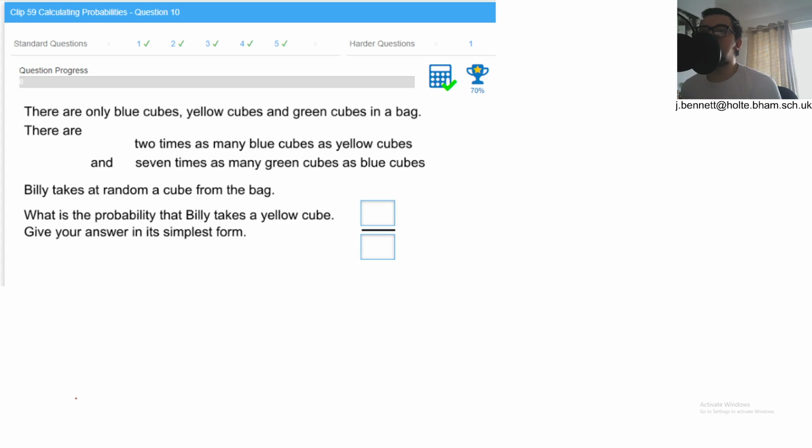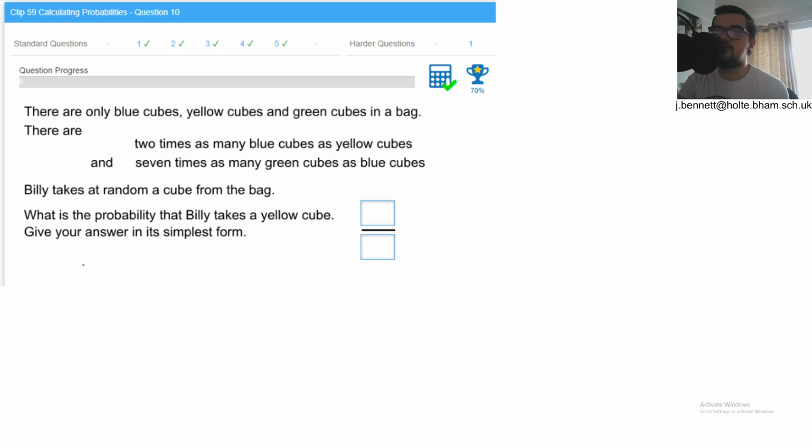I had this problem the other day. There are only blue cubes, yellow cubes, and green cubes in a bag. There are 2 times as many blue cubes as yellow cubes, and 7 times as many green cubes as blue cubes. Billy takes a cube from the bag. What is the probability he takes a yellow cube?